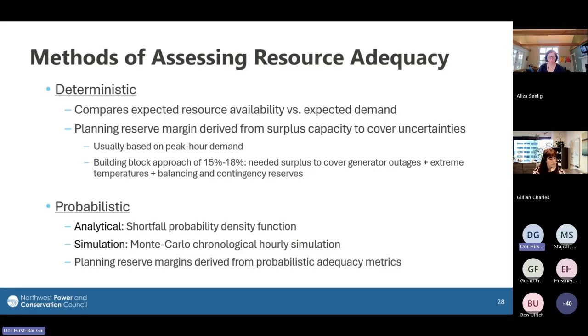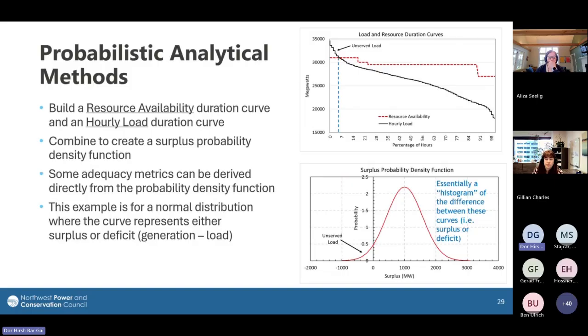Probabilistically, we can use analytical tools, which are the shortfall probability function. This is one of the questions we had in the list. And we could also use simulations. The most common is the Monte Carlo chronological hourly simulation. And here, the planning reserve margins, which again is that percent above load, that's the direct connection between adequacy results and our portfolio expansion models. The planning reserve margins are now derived probabilistically, or from probabilistic metrics would be a little more nuanced to say this.